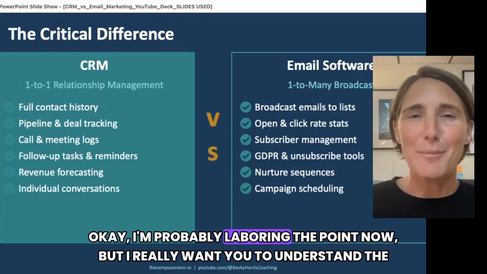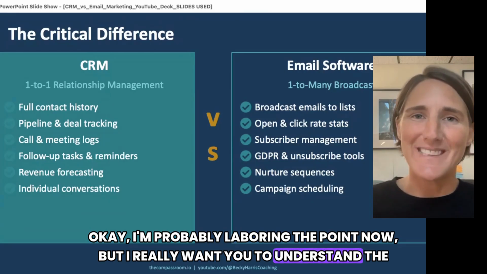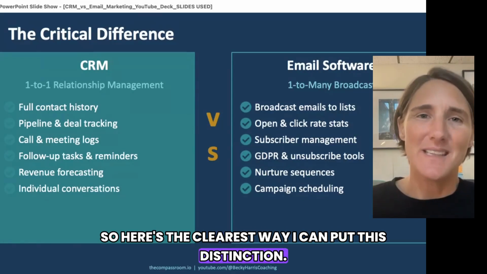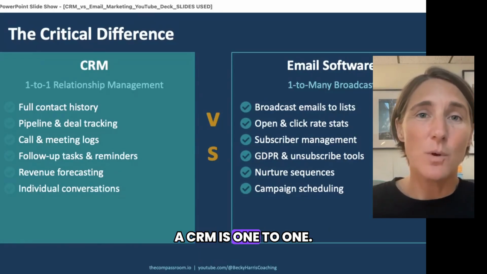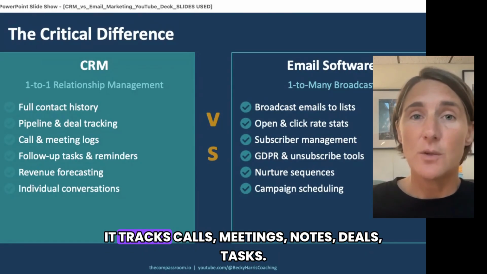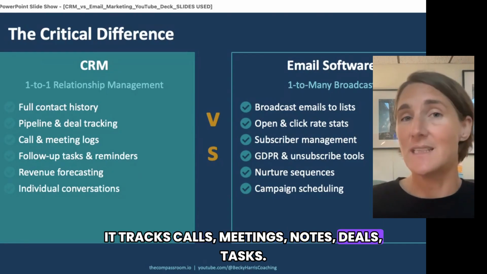Okay, I'm probably laboring the point now, but I really want you to understand the difference. So here's the clearest way I can put this distinction. A CRM is one-to-one. It's about the history of your relationship with one specific person or company. It tracks calls, meetings, notes, deals, tasks.